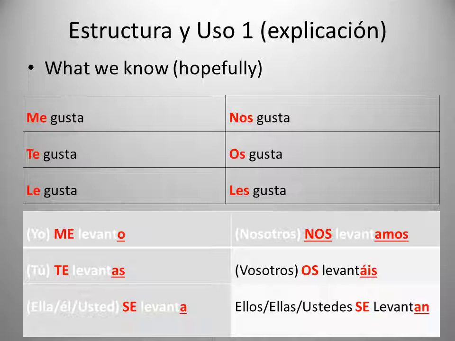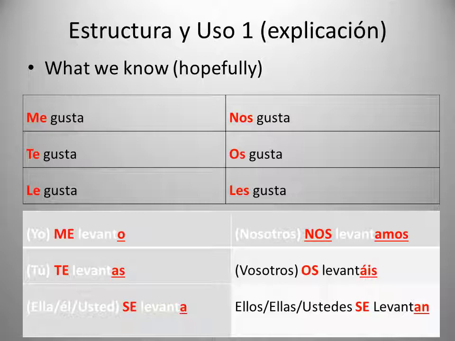I have underlined and made red the important parts to notice so that you can see that me and nos are the same. Te and os are the same. And then from the verb gustar, le and les changes to se, and both of them are the same. So you probably think, well, how do you know the difference? The context. You will tell who you're talking about, and then it's okay to say se levantan.